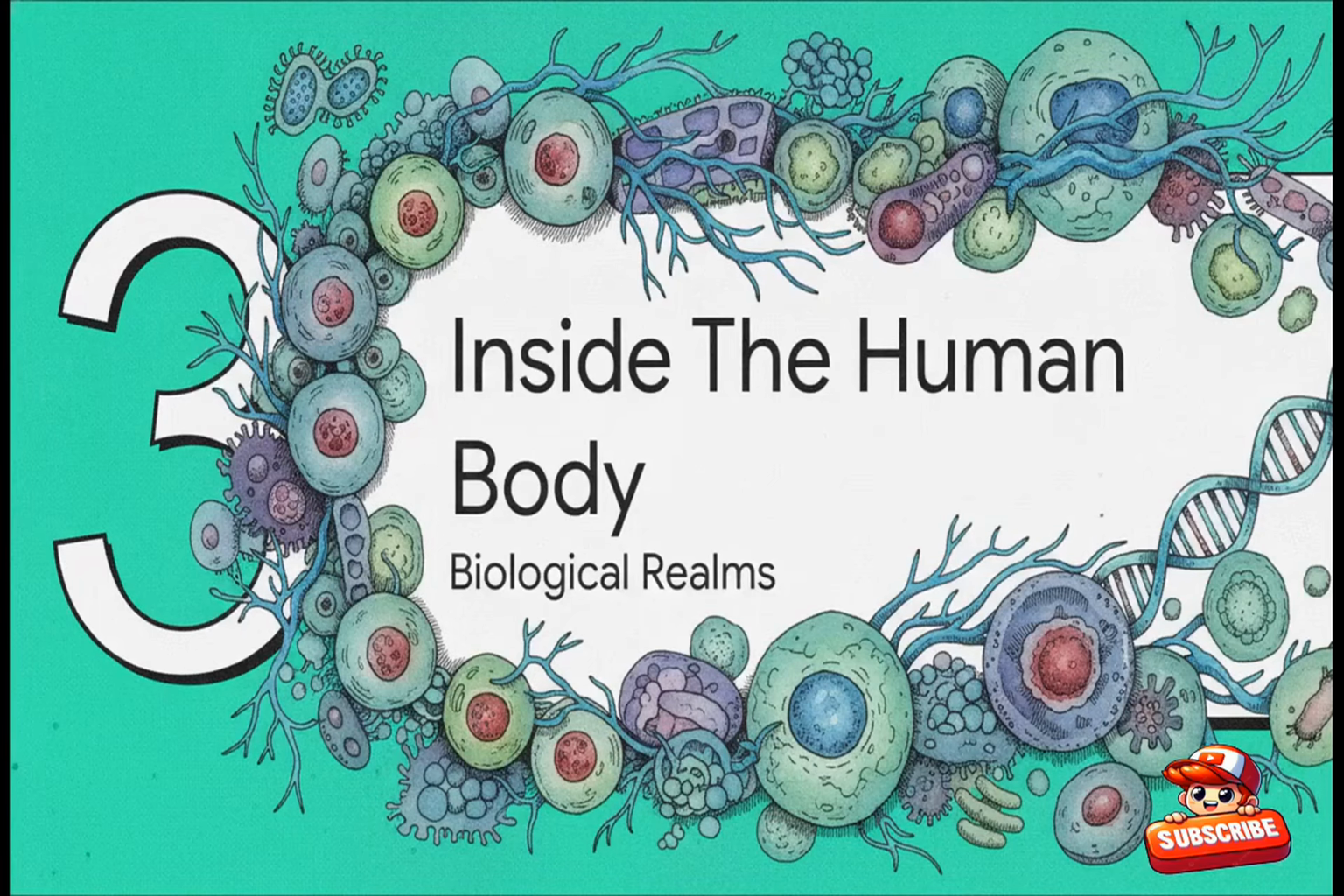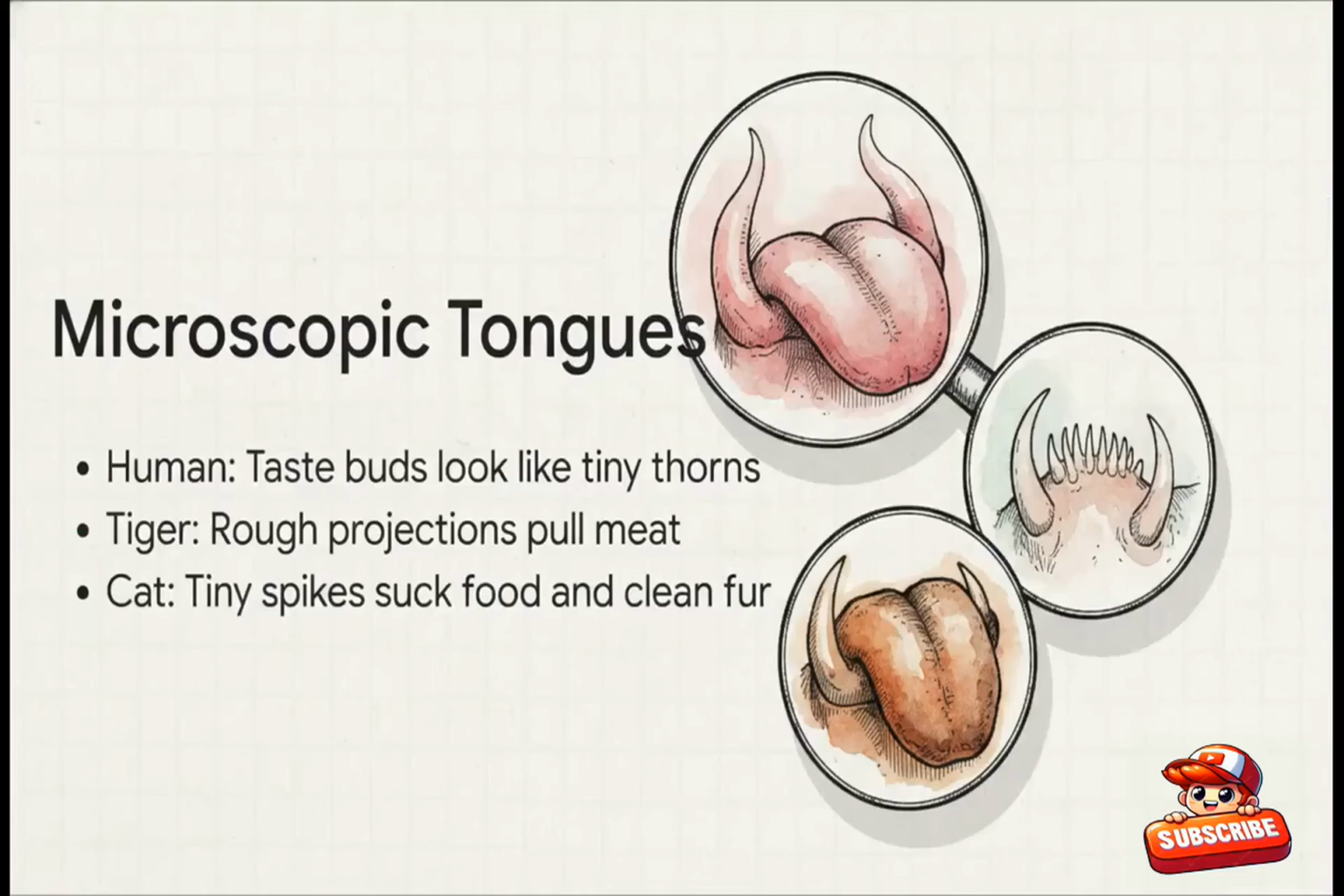Section 3. Inside the human body. You know, biology is surprisingly mechanical at the microscopic level. Take tongues, for example. They seem soft and smooth, right? But human taste buds actually look like tiny, fleshy thorns. A tiger's tongue is covered in massive, rough projections specifically designed to pull meat straight from the bone.